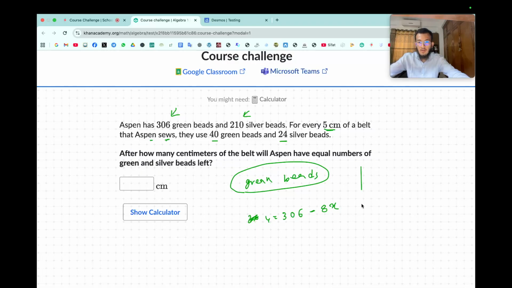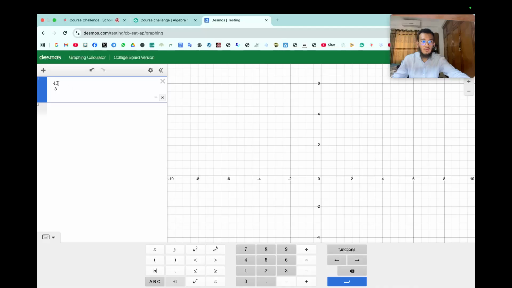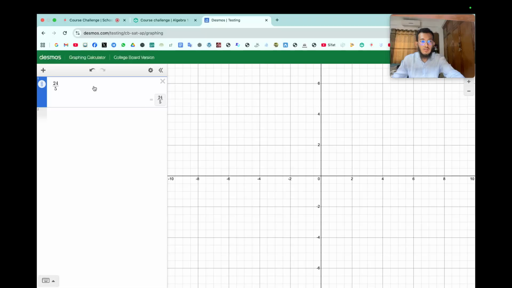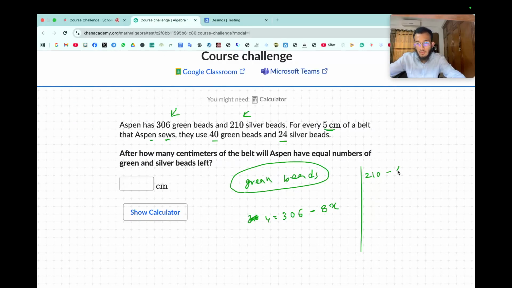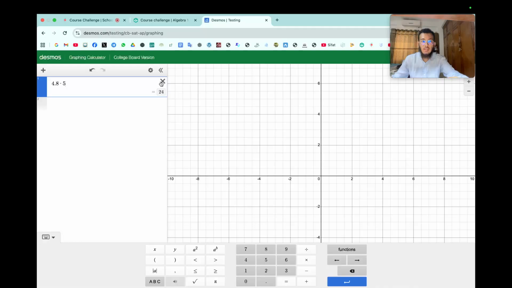And for the silver one, you initially have 210, but for each 5 you use 24, so 24 divided by 5, you use 4.8 for each. Then you have x. Now, after how many centimeters will Aspen have equal numbers of green and silver beads left, which means the value of y will be the same. We just have to find the intersect, the common point.